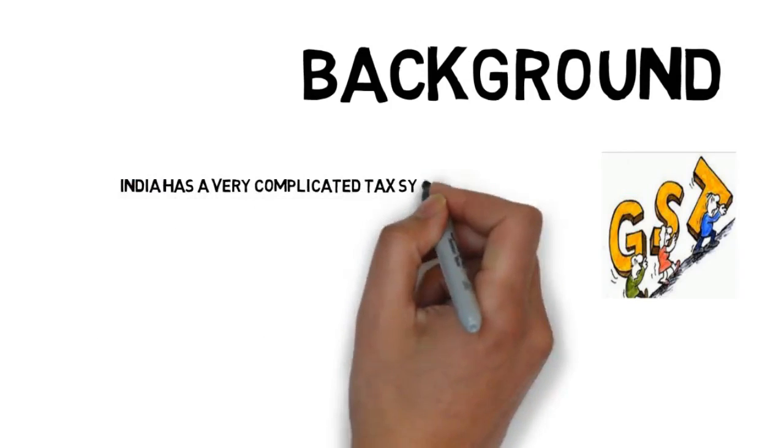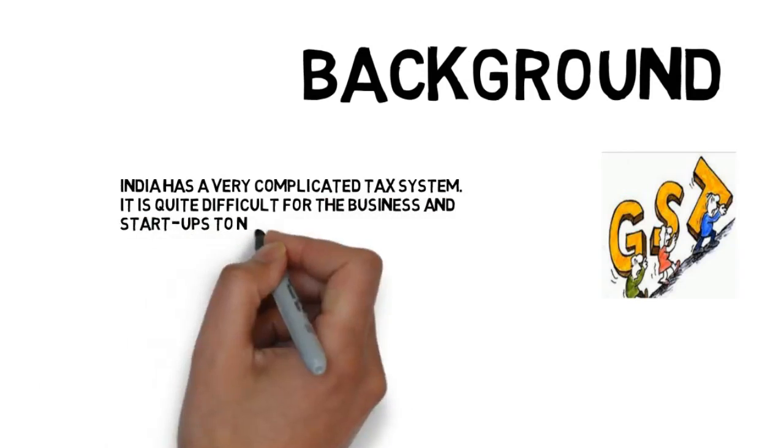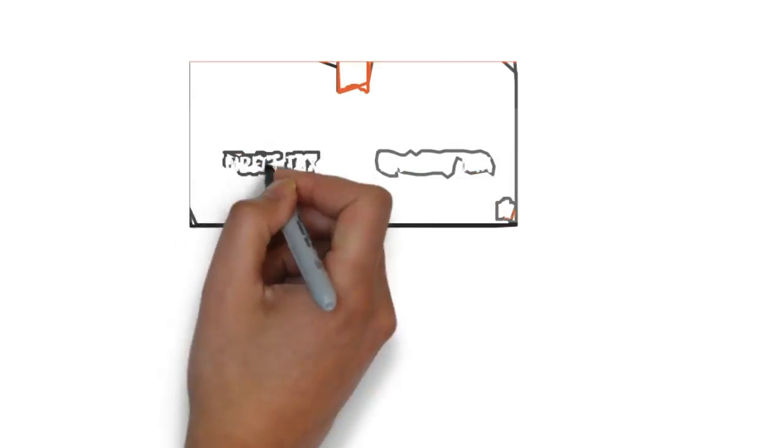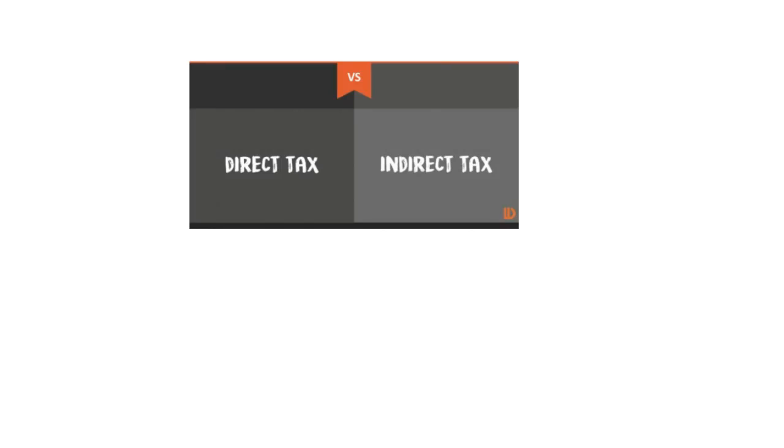To know about GST, first some background about GST. India has a very complicated tax system. It is quite difficult for businesses and startups to navigate through various taxes. In simple words, we have two types of tax system. Number one, direct tax system. Number two, indirect tax systems.